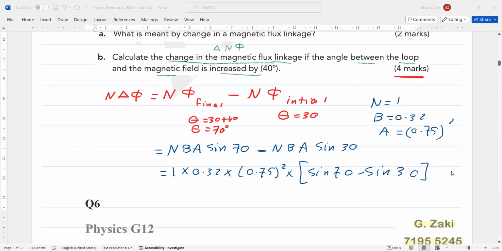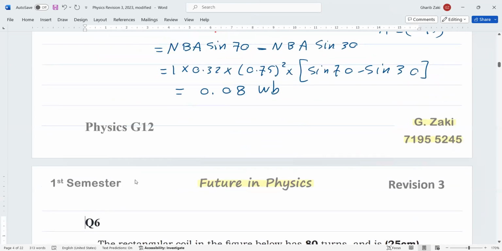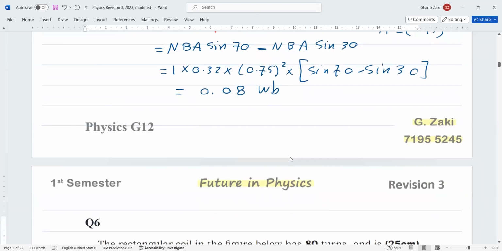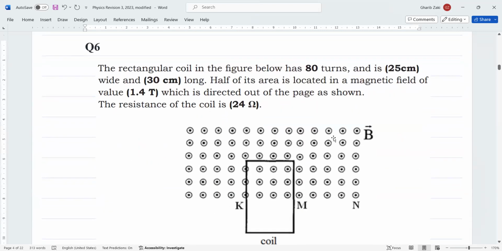Now we find the answer of this. Then the final answer. Yes? Question? Okay, thank you. Welcome. So the answer here by using your calculator, it will be 0.08. Remember, it's Weber. So this is the change. Okay, guys. Now we go to question number 6. Finish this. Okay. Any question? Okay, guys. Is it clear now for you? Any question? Yeah. Good. Now, go to this question, please.